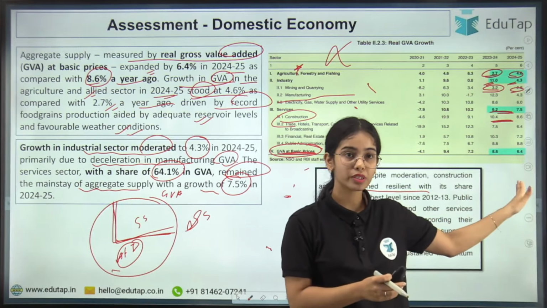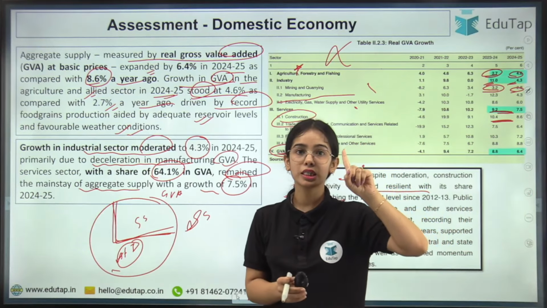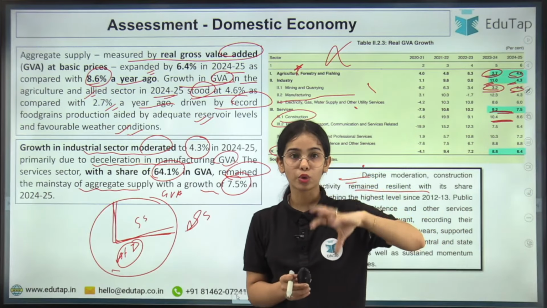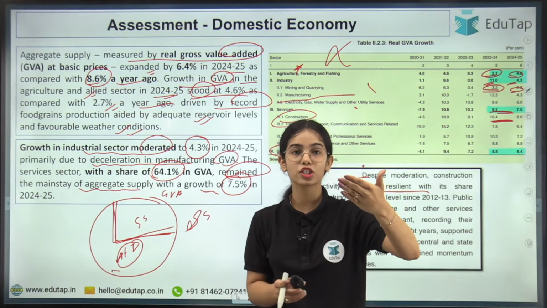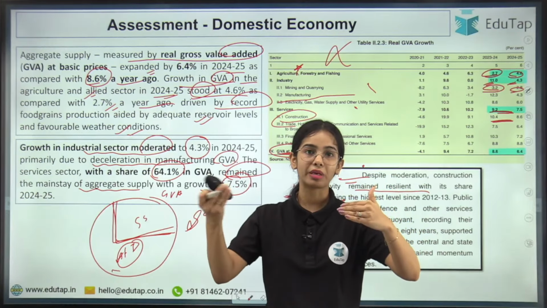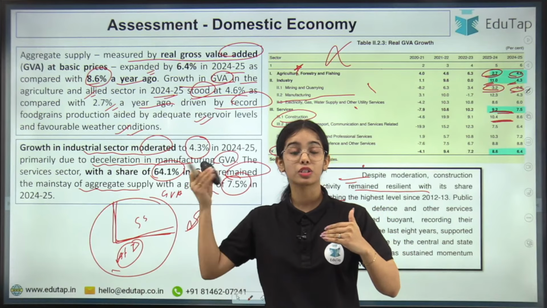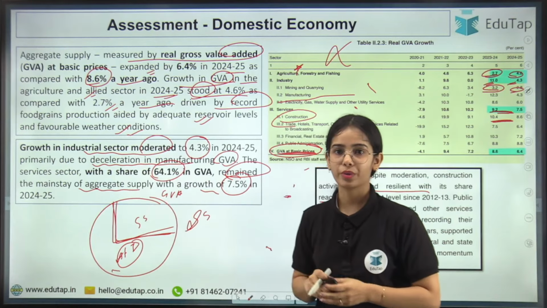growth of 6.4%. The growth is happening because there is an increase in the agriculture sector, and the service sector has also remained buoyant.